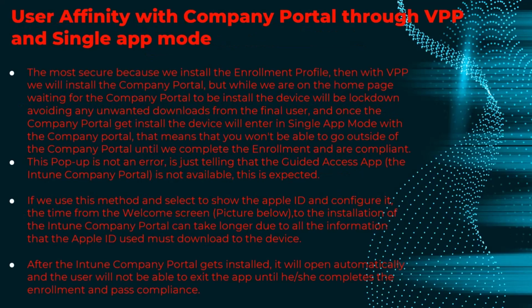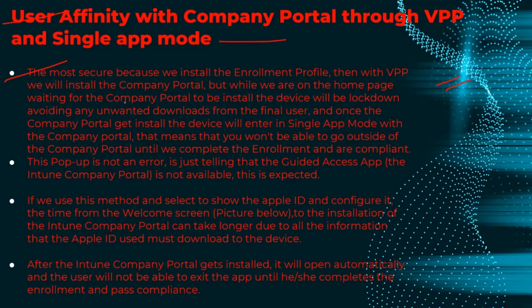Now there is another mode. This is the guided access mode that we have seen a couple of times already. That is user affinity with company portal through VPP and single app mode or guided access mode. This is the most secured mode because we install the enrollment profile and then with VPP we'll install the company portal application.